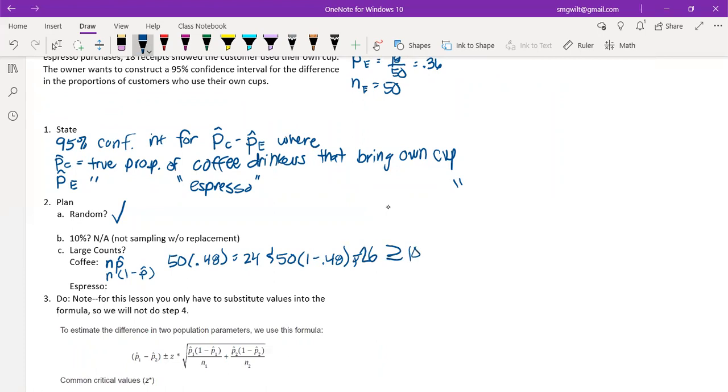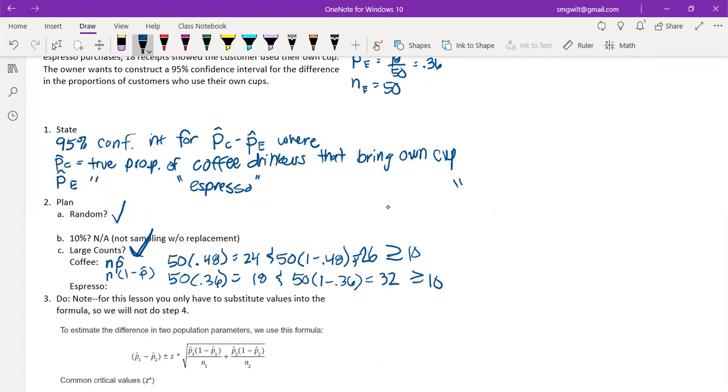We have to do the same thing with espresso. Remember the p hat for espresso is 0.36, so 50 times 0.36 is 18, and 50 times 1 minus 0.36 is 32. And again, both of those are greater than or equal to 10, so that means that we've passed the large counts qualification. So that means that we are able to use the formula for the difference in two population parameters.